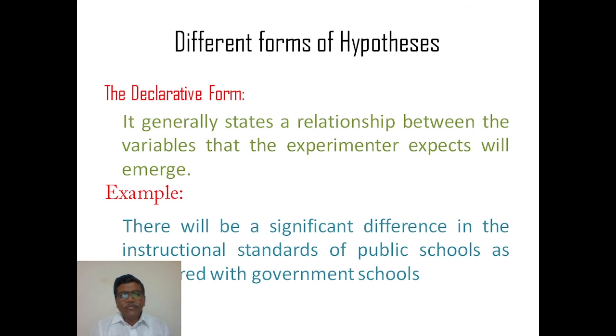And next, coming to the different forms of hypothesis. Number one, the declarative form. It generally states a relationship between the variables that the experimenter expects will emerge. For example, there will be a significant difference in the instructional standards of public schools as compared with the government schools.